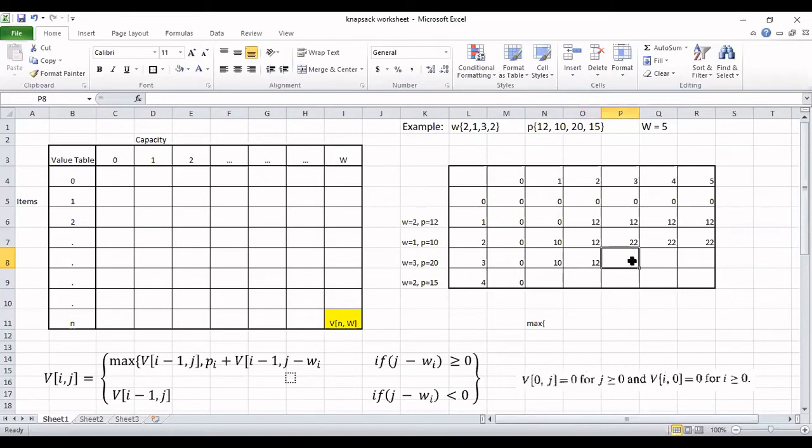Then how about the next one, V of 3 comma 3? I think you can follow. It's a very simple technique. We are just playing around with these two equations. That's it.